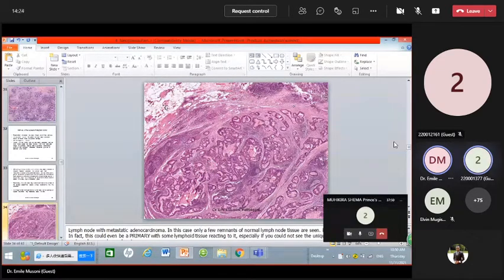Here there is fat around the lymph node. There is lymphoid tissue. This one is the malignant cells from a gland. By lymphatic route, it is now found in the lymph node.